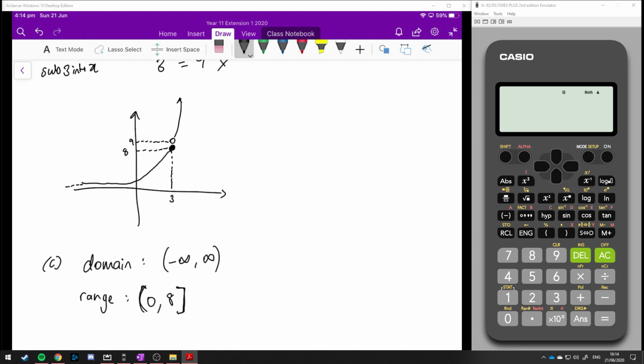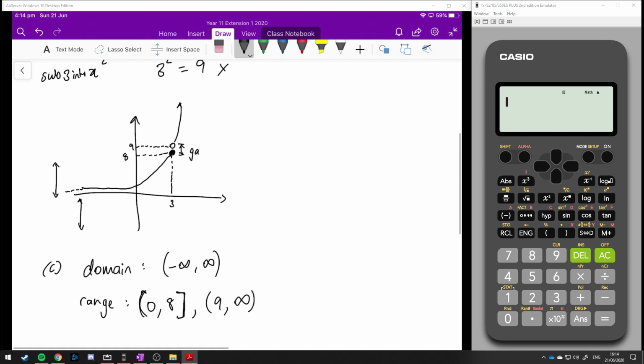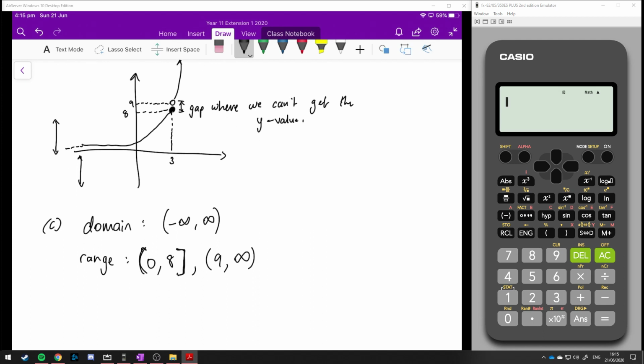So basically everything from here up to the 8 is part of the range. I can't have anything here in the negative. I also can't put in a number that's going to get me something between the 8 and the 9. On the other side, we have our open bracket on the 9 and everything else up into infinity. So there's a gap here where we can't get the y value. There's no x value I can put in, no part of my domain, to get something out there. So the range won't cover that area, and it also doesn't cover the negatives. So that's our domain and that's our range for this one.